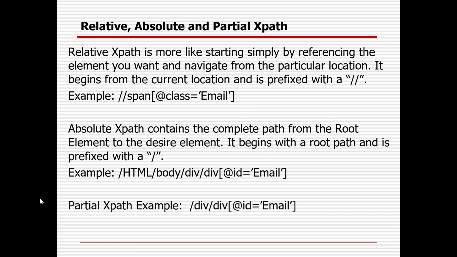In real time also there is a page. That page had 10 fields, but at a later point of time there were 12 fields. One important field through which you reached the target field was removed or renamed. So your thing will not work. That's the reason absolute XPath should not be used or relied upon in Selenium. So what you can do is go with relative XPath. Relative XPath is more like starting by referencing the element the user wants to navigate to from a particular location. It begins from the current location and is prefixed by a double slash.